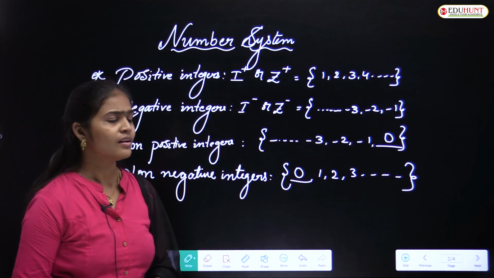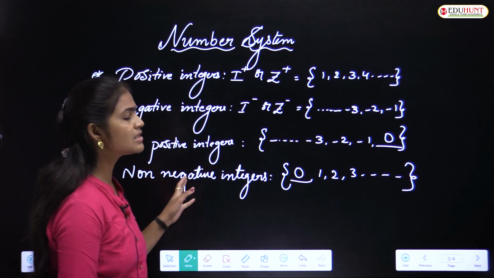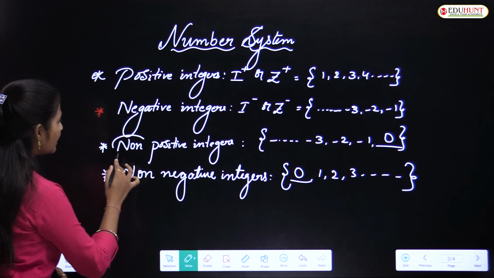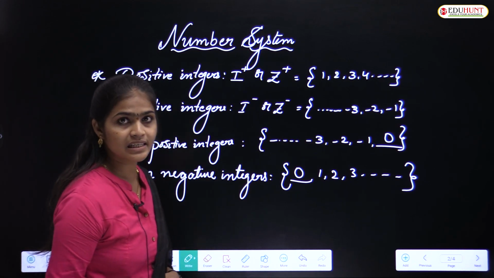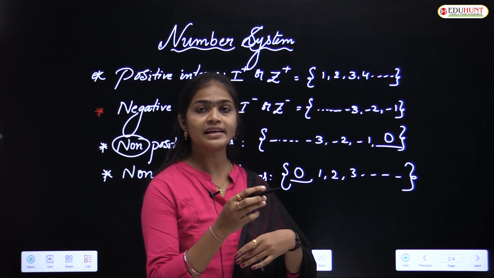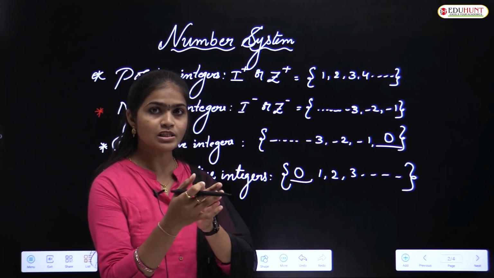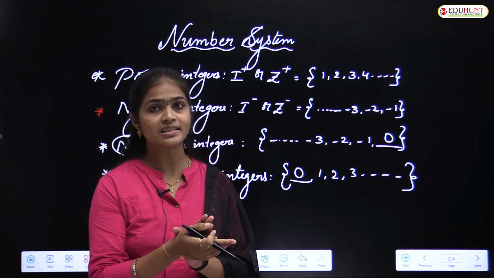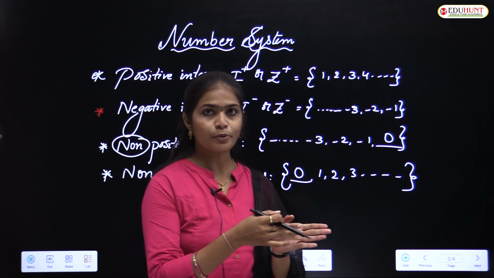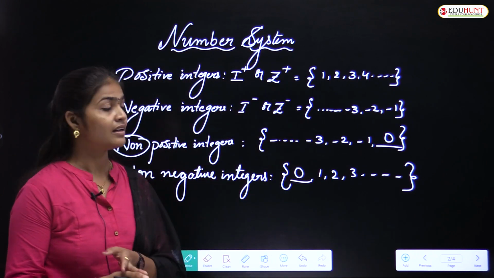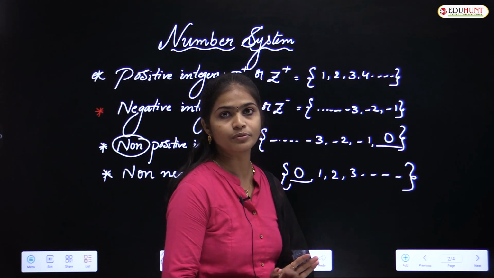Why? Because you might say, ma'am, here you are saying positive integers and negative integers. Yes, but read that properly. This is non-positive. Non-positive means the integers which are not positive. In that case, 0 is not a positive integer. 0 is neither positive nor negative. That's why we included 0 here.